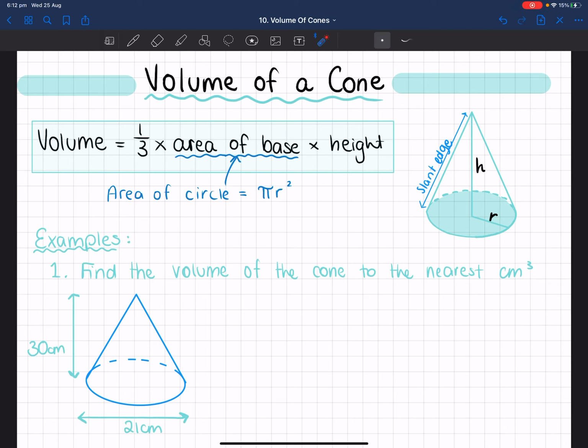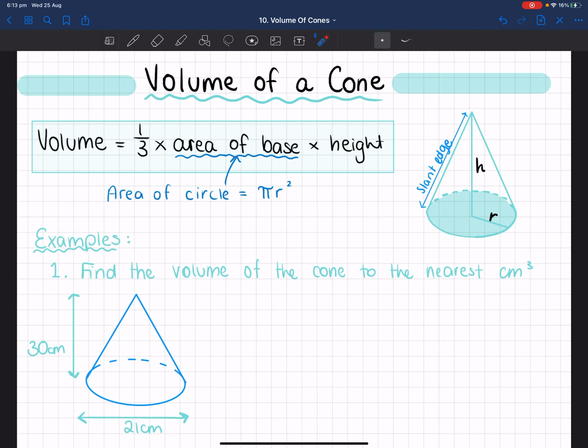So remember, the area for a circle is pi r squared, where r is the radius from the center. The h, the height, still represents the perpendicular height, where it drops down from the point through to the center of the circle. So that connects to the radius, because that's where the center comes from. This edge is called the slant edge, or slant height, so again, be wary of that language.